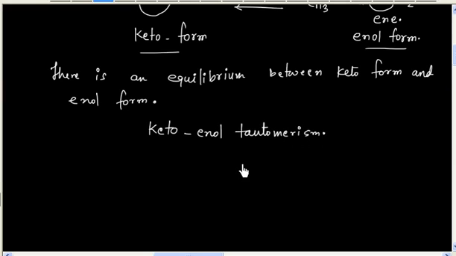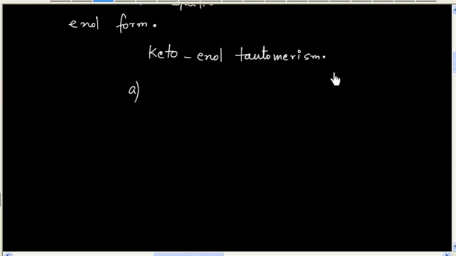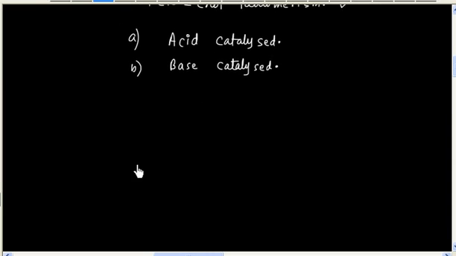Basically, Keto Enol Tautomerism can be acid catalyzed or it can be base catalyzed. So let us discuss the mechanism for acid catalyzed keto enol tautomerism.